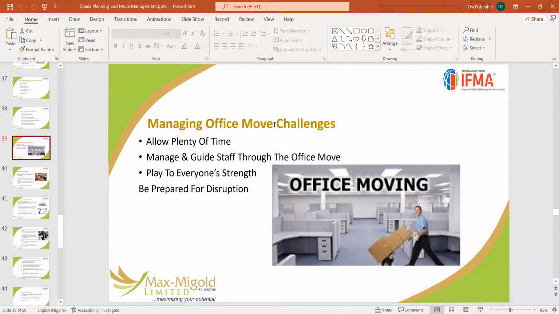Managing office move challenges. Allow plenty of time for communication. Manage and guide staff through the office move. Play to everyone's strengths.